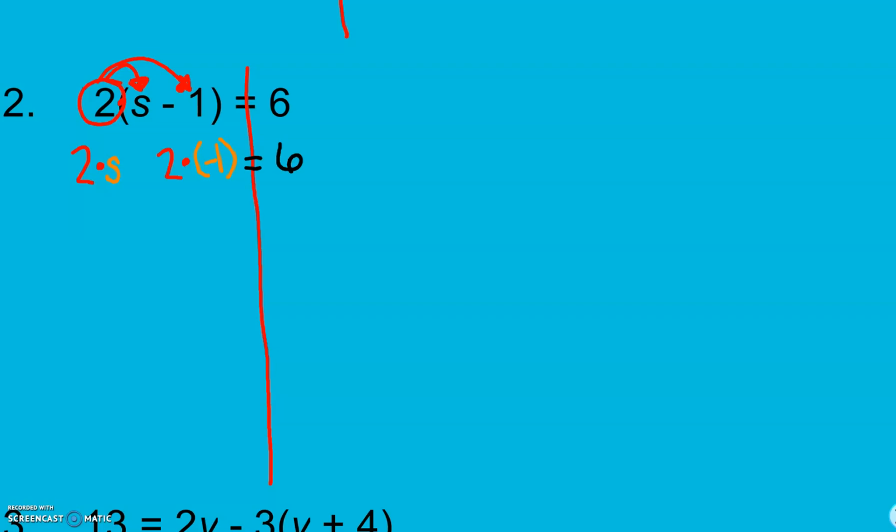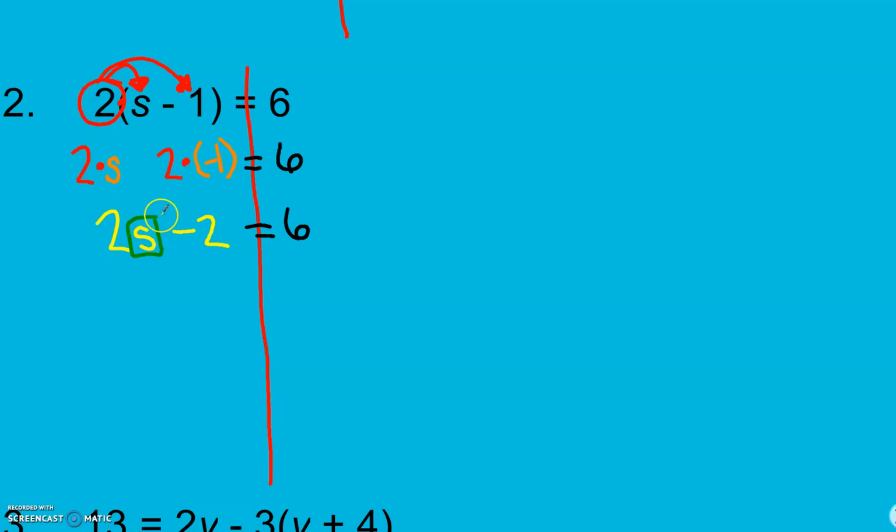Now I can simplify that. 2 times s is 2s. And 2 times negative 1 is negative 2. Now, it's a two-step equation just like in section 3.1.